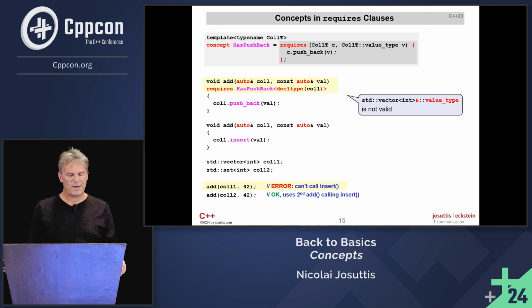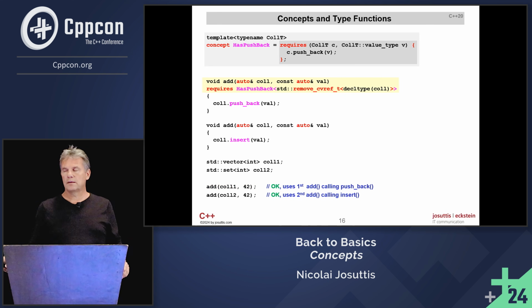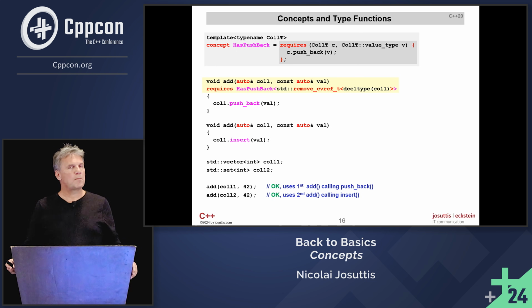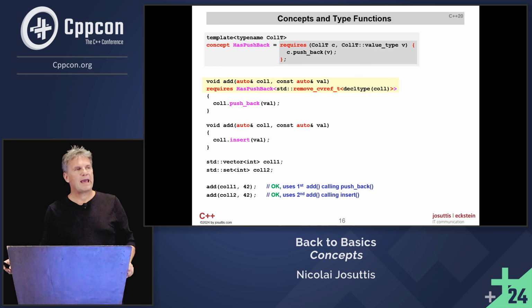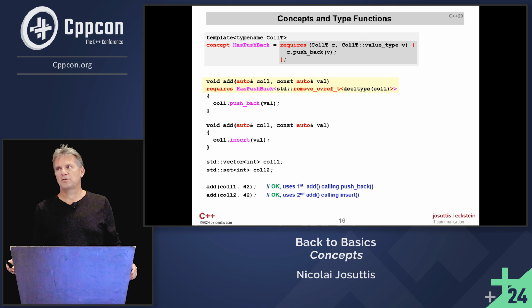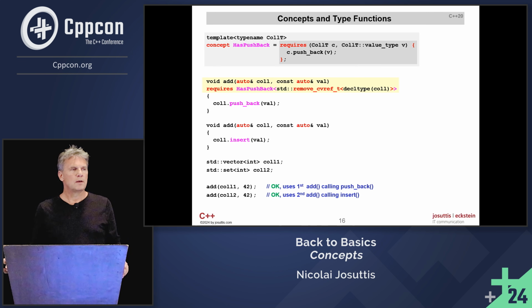Good. How can we solve that? Well, we can remove the referenceness when we pass it to the concept. You might be used to using std::decay there, which decays a type, and it's a shortcut because it removes const, volatile, and references. We have a new type trait here called remove_cvref in C++20 because decay also converts arrays to pointers. This is not always what you want. So this is a new type trait, and it will be used a lot.